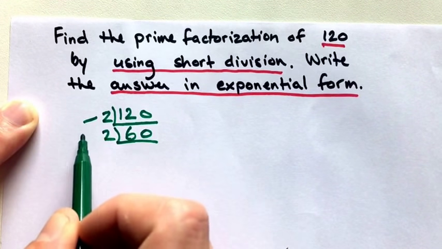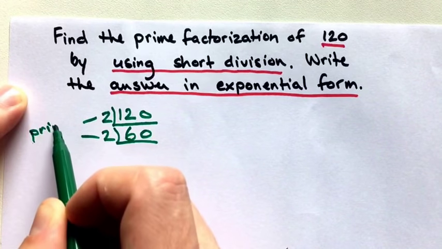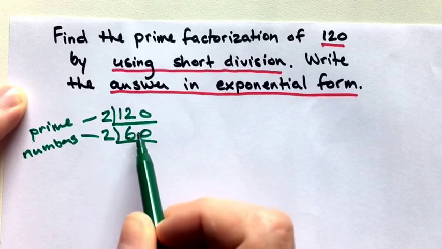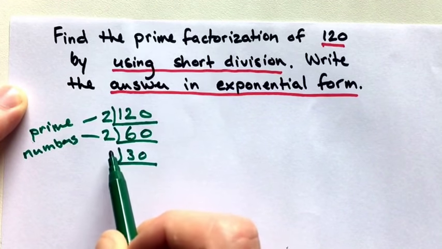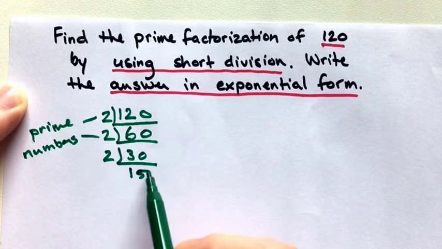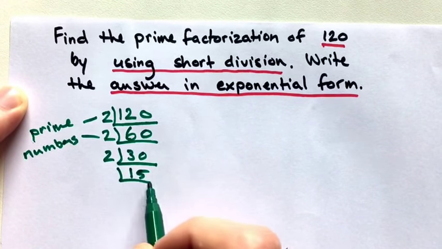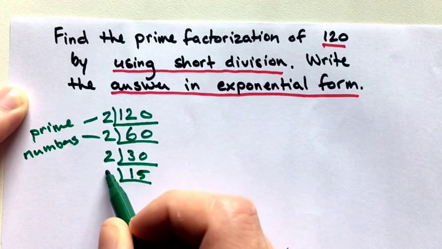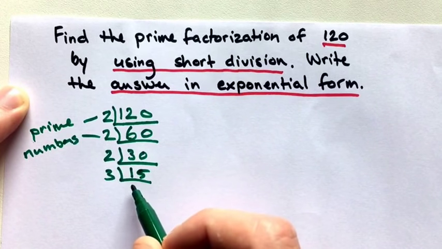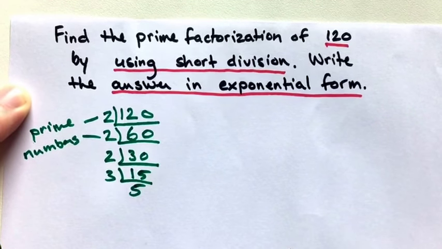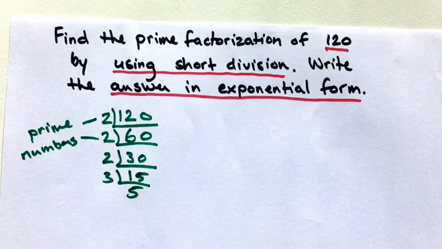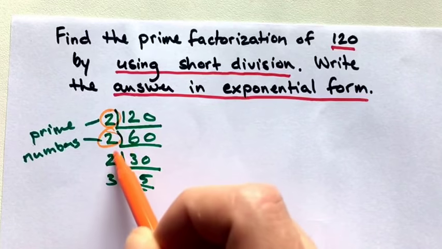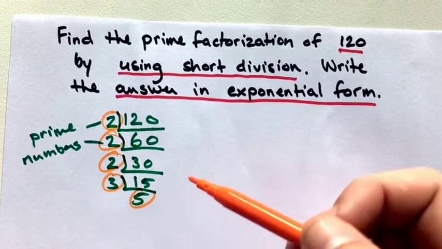Notice how these are always going to be prime numbers. So 60 divided by 2 is 30. Do 2 again, we have 15. Let's go again. This time we can't do 2, but we know 3 is a factor of 15 and it's prime, so let's go with 3. And then we are left with 5. So we have all of my prime factors listed now: 2, 2, 2, 3, and 5.